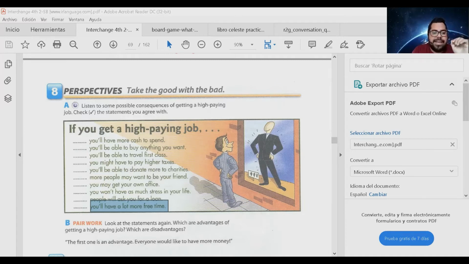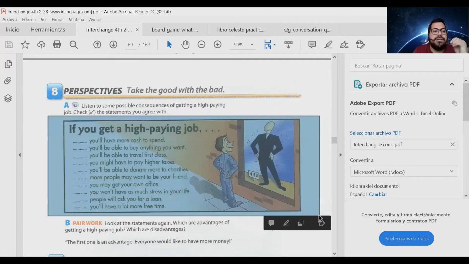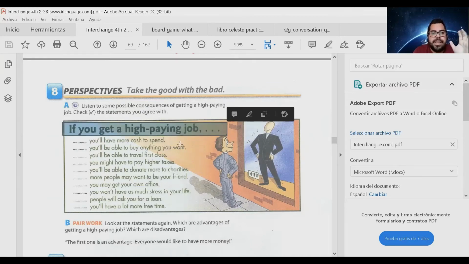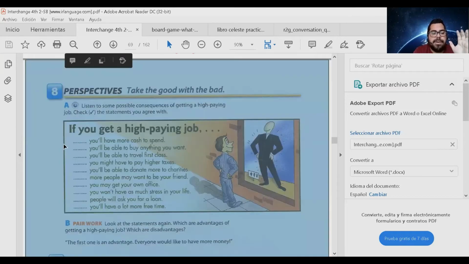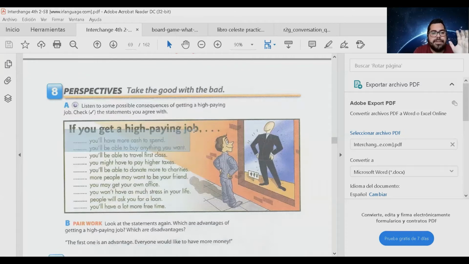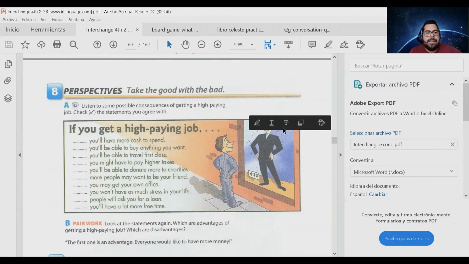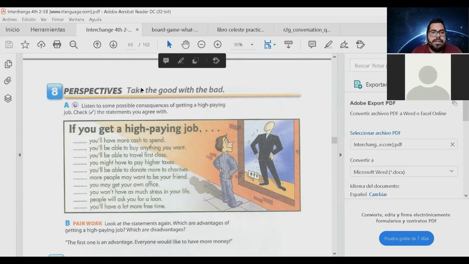Guys, let's take a look at it here. What do you think are advantages or disadvantages from here? If you have a good salary or a good paying job, what do you think? Which ones from here are disadvantages or advantages? Let's take a look, for example, guys, at number one. Carlos, what can you tell me about number one, buddy? Well, number one and number two. Do you think they are an advantage or disadvantage? I think it's an advantage.